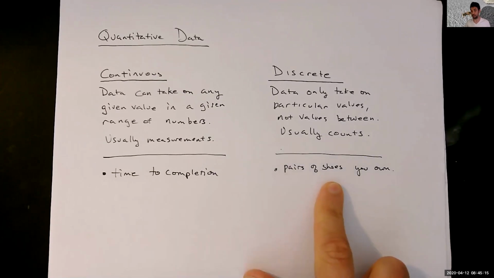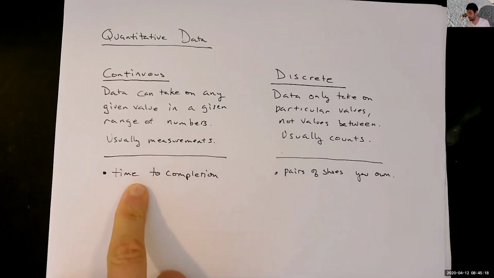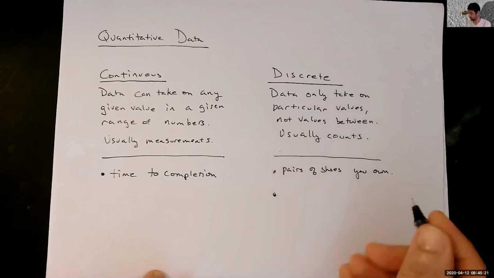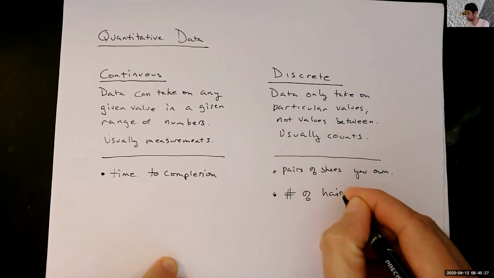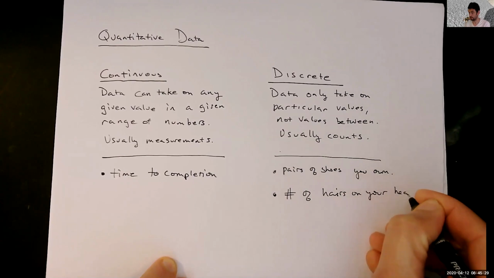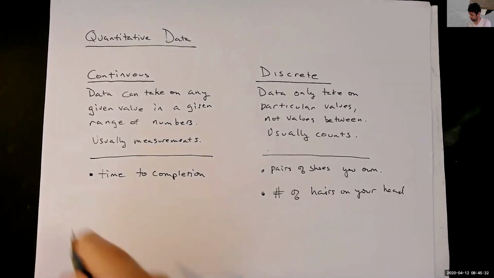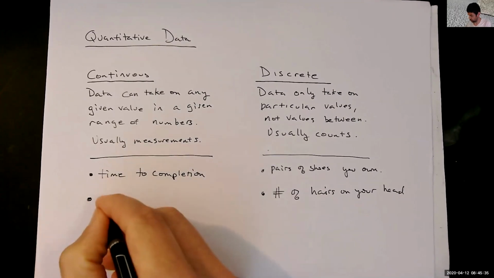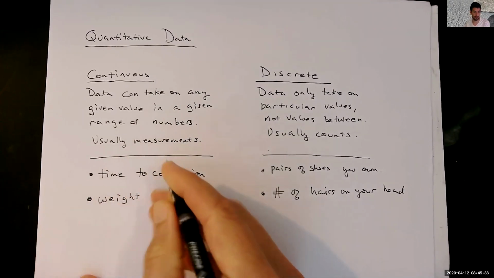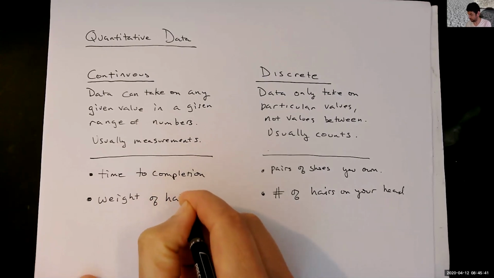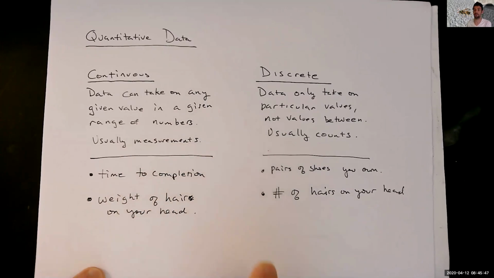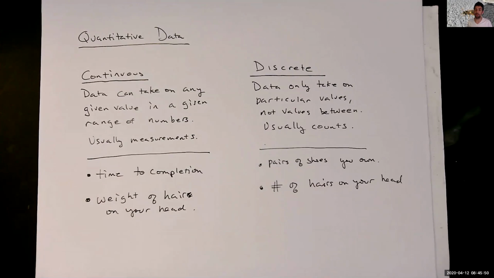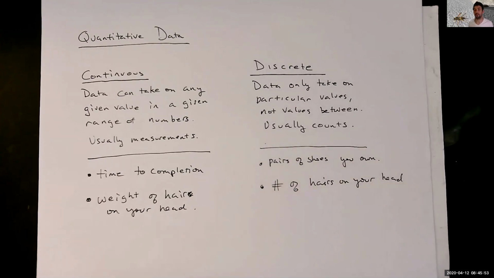So again, notice that this is something we counted, number of pairs of shoes. This is something we measured. Let's do another example. Discrete data might be the number of hairs on your head. This is going to come as some number. We count the number of hairs, versus the weight of hair on your head. Weight we can divide up smaller and smaller, whereas numbers of hairs are just 1, 2, 3, 4, and so on.